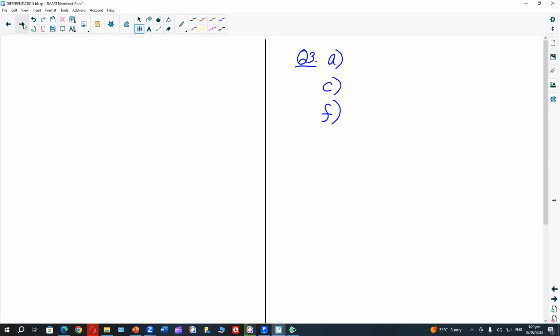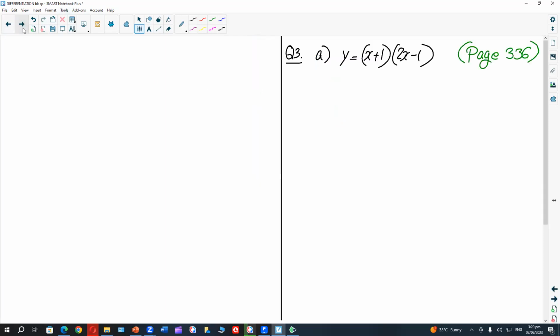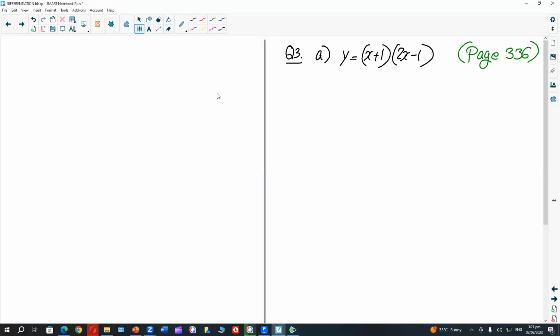Now, give the title question number 3. Now we are discussing the bracket functions. The bracket functions means when 2 or 3 brackets are in multiplication. As mentioned, I will send you these exercises with a reference of what questions you have to do.